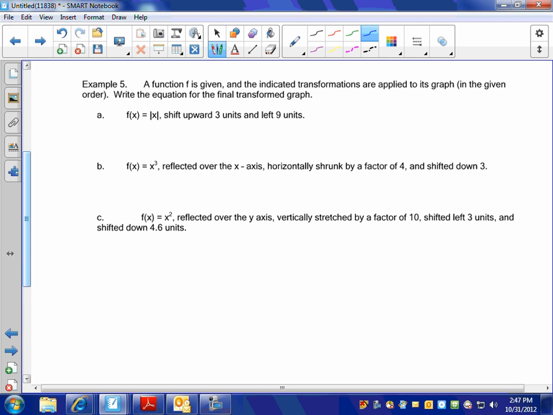Okay, so now let's try to actually write a function. It says a function is given and the indicated transformations are applied to its graph in the given order. Write the equation for the final transformed graph. So if f of x, if the parent function is the absolute value of x, how could I write a new one that's shifted up 3 units and 9 units left?